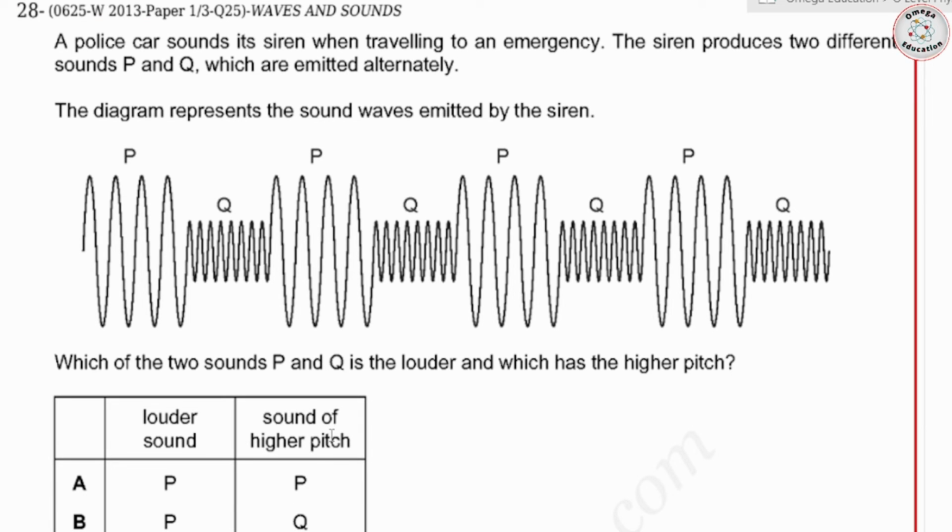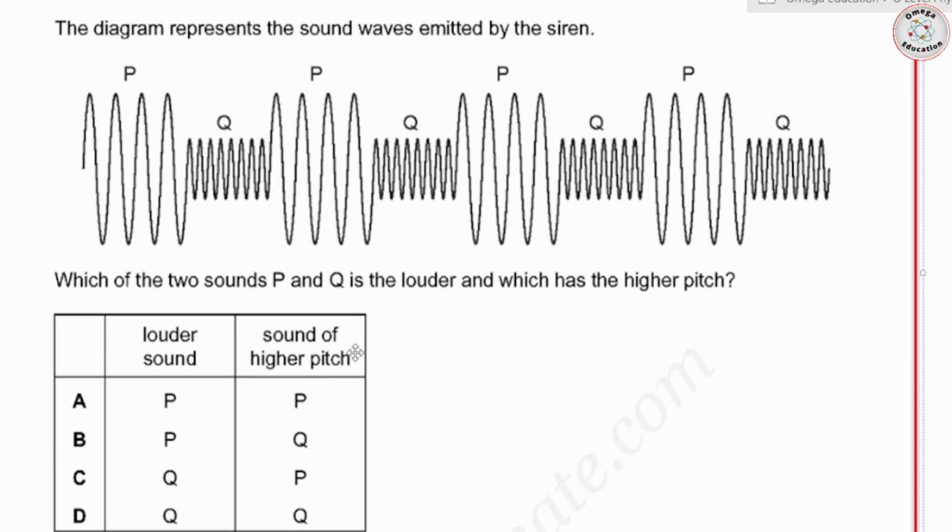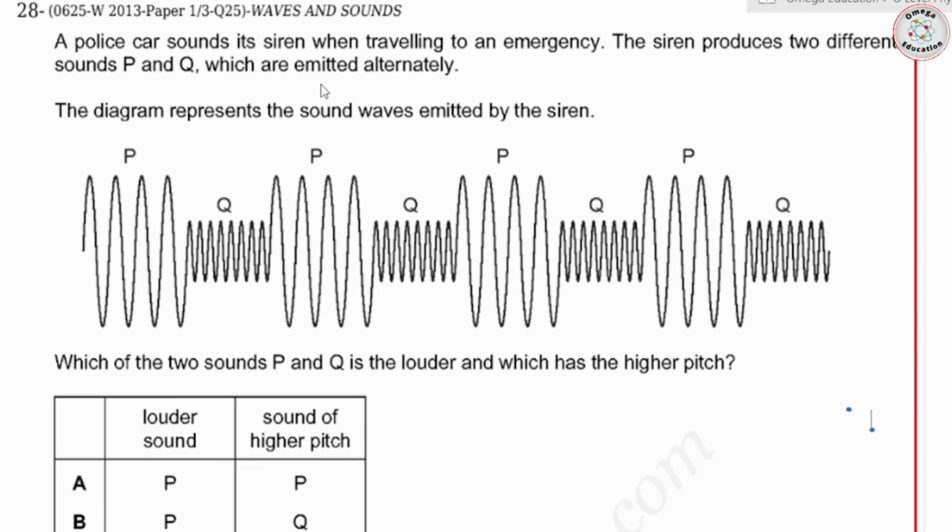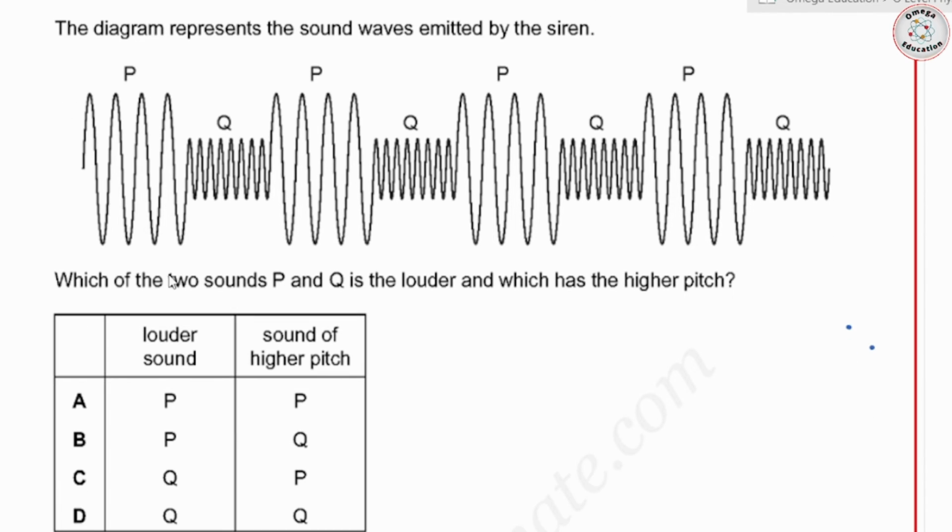Then we have the next one, question 28. A police car sounded a siren when traveling to an emergency. The siren produces two different sounds, P and Q, which are emitted alternately. The diagram represents the sound waves emitted by the siren. Which of the two sounds, P and Q, is the louder, and which one has the higher pitch?